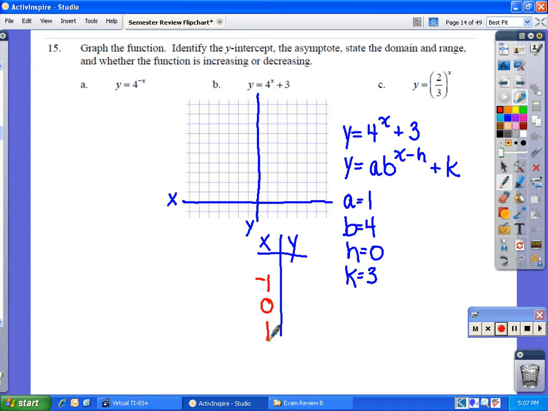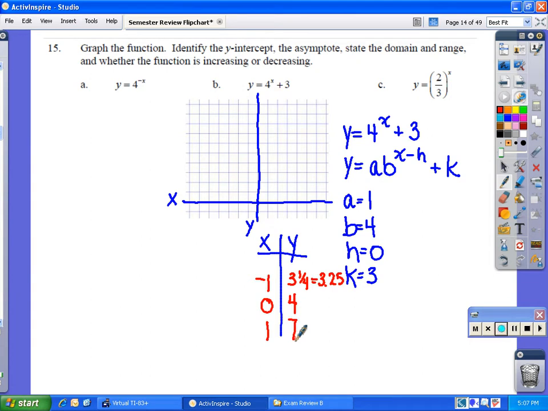Plugging in -1 for x, you get 4 to the -1, or 1 over 4, which is 1/4, plus 3. So 3 and 1/4, or 3.25. If you plug in 0, you get 4 to the 0 is equal to 1 plus 3 is 4. 4 to the first would be 4 plus 3 is 7. Okay, this gives us a few basic points.